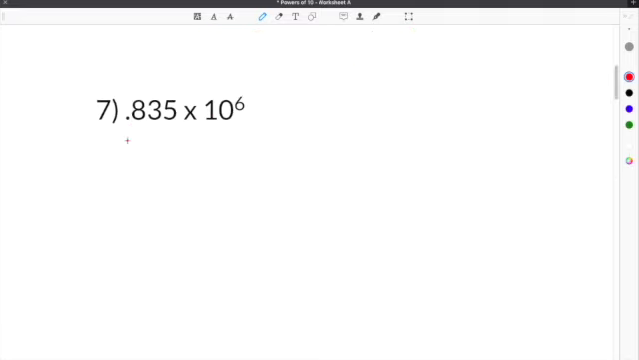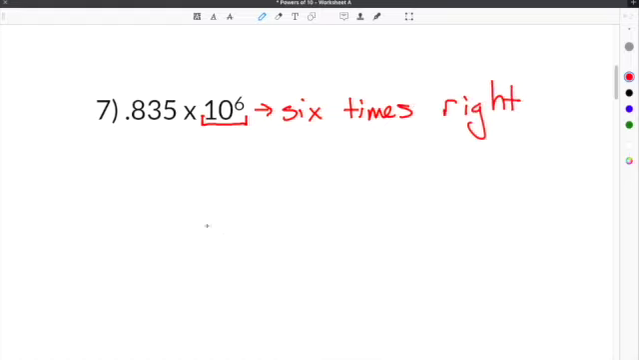The last problem we're going to do on our powers of 10 worksheet is number 7. Number 7 gives us 0.835 times 10 to the 6th power. 10 to the 6th power indicates we're going to move the decimal 6 places, or 6 times, and the 6 is positive, so it will move the decimal 6 times to the right.